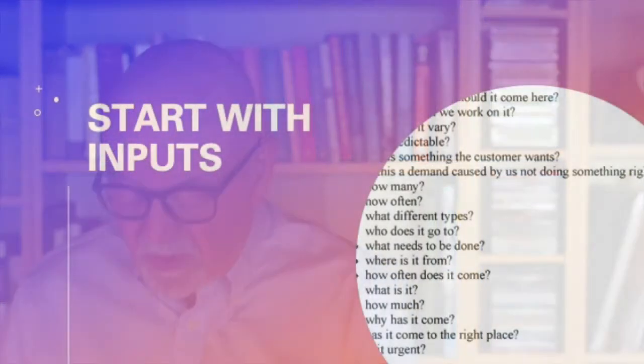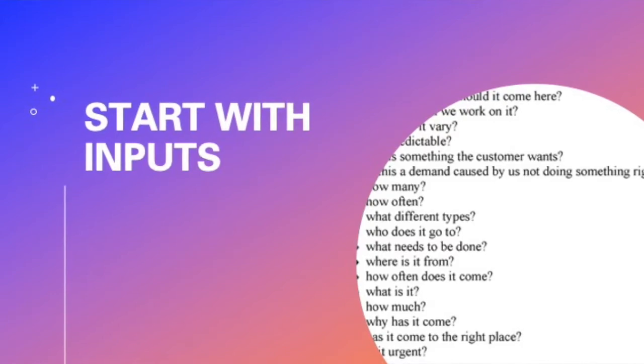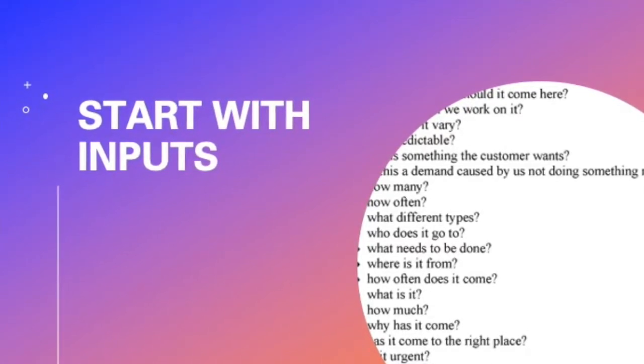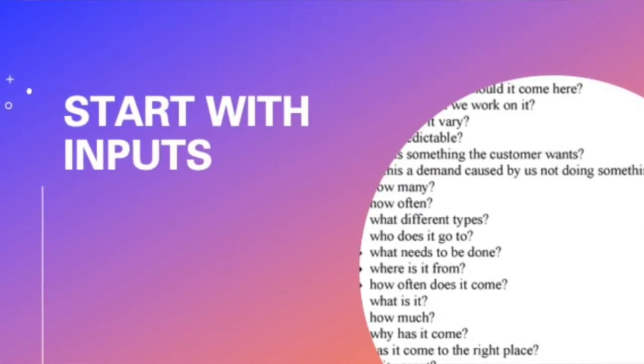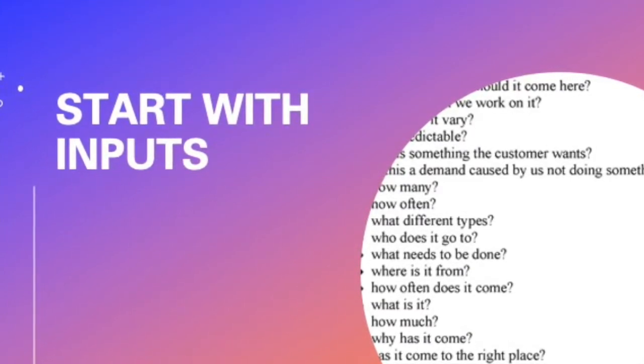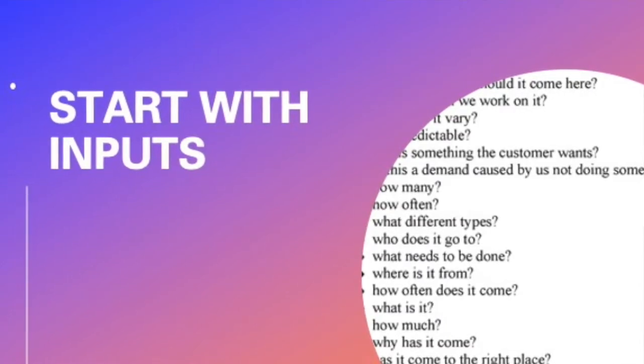So Seddon talks about starting with the inputs, asking questions like, do we want this? How does it vary? How many are there? How often does it happen? What different types are there coming towards us or coming at us? How often does it come? What is it? Has it come to the right place? Is it urgent? Think about all these things when you're looking at inputs, and when you think of them in a variety of ways, it might actually help give you some ideas on how to measure it as well.